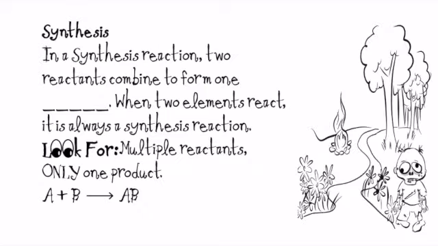So types of reactions. The first type is a synthesis reaction. In synthesis reactions, 2 reactants combine to form 1 product. When 2 elements react, it is always a synthesis reaction. So you should look for multiple reactants and only 1 product. The general form of this equation is A plus B yields AB.